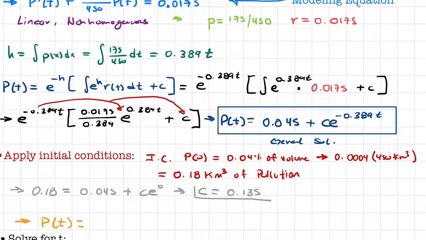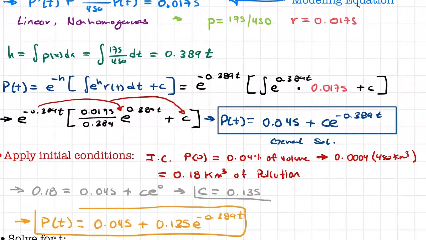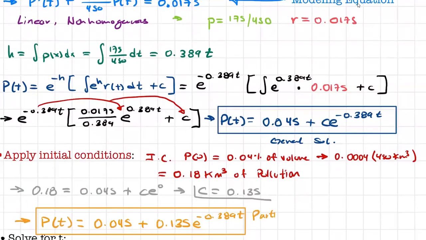And therefore my particular solution will be P of t equal to 0.045 plus 0.135 e to the negative 0.389 t. And this is what I would call my particular solution.